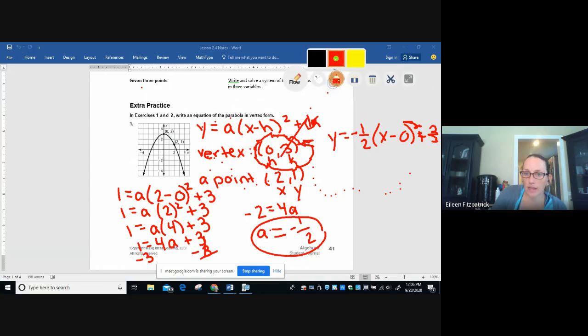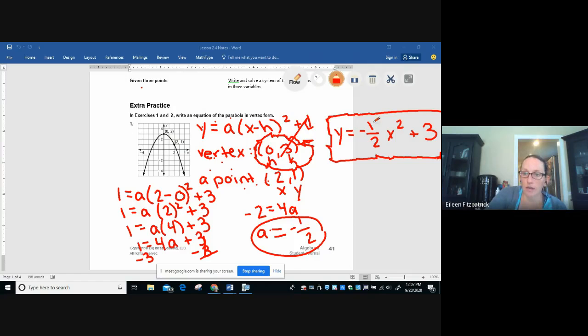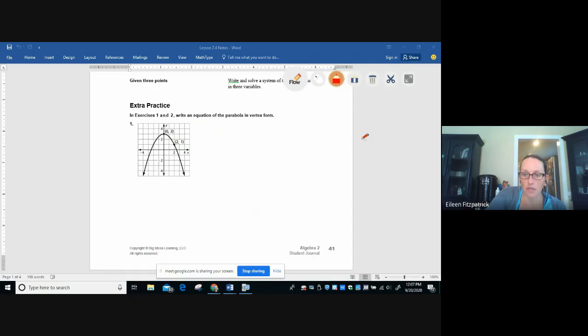Now, you can leave it like that, or you don't have to write the plus 0 or the minus 0. The other way of writing it without including that plus 0 would just be Y is equal to negative 1/2 X squared plus 3. Okay, since the H value is just a 0, you don't need to include it. If you do, that's fine. Okay, so that's the first problem. All right, let's move on to the next one.